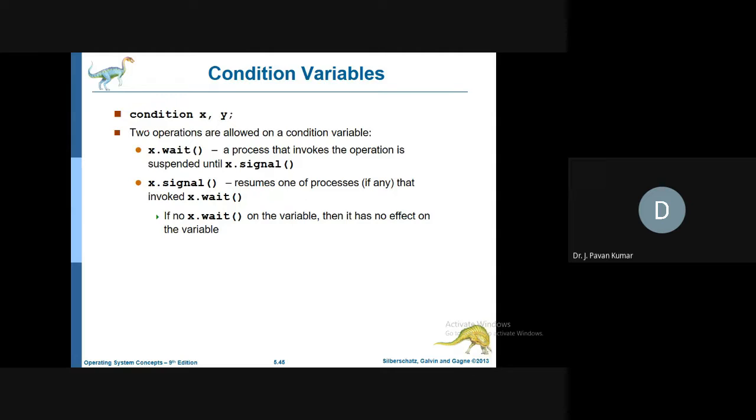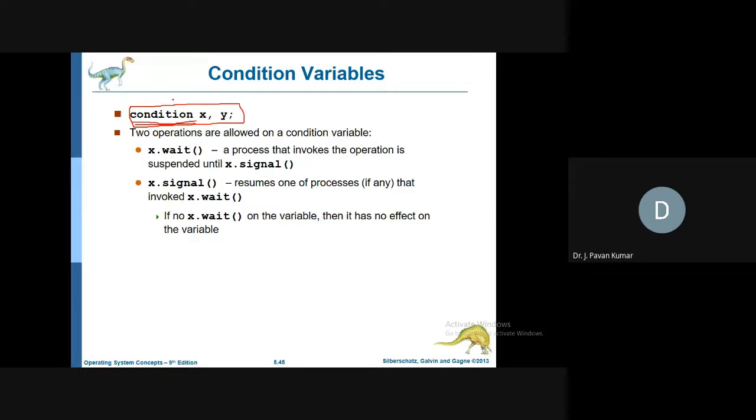Next, there exists one special type of variable, of course an integer type of variable only, but we call it a condition. A condition is a type of variable. These condition variables we can declare within the monitor. This is the primary difference between the semaphore and the monitor. In the monitor we can have several variables of type condition, whereas when we use semaphores, we will not have these kinds of condition variables.